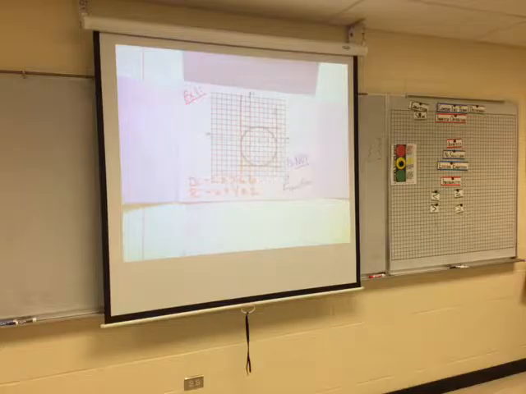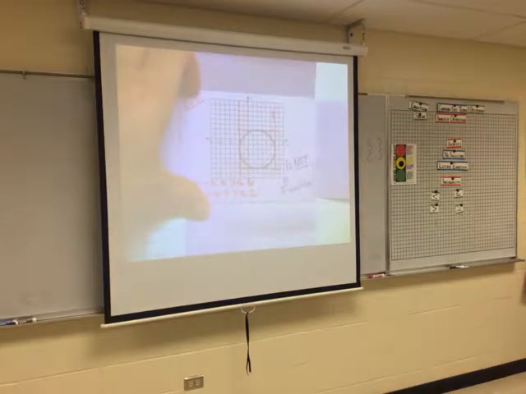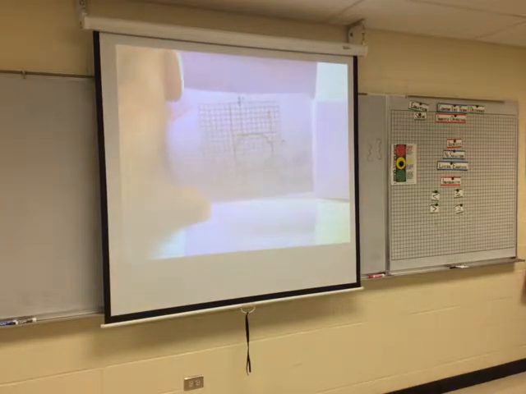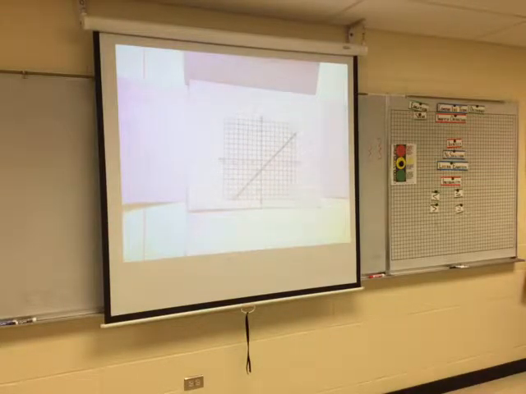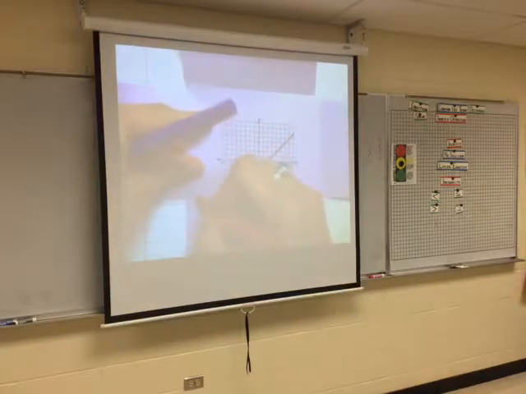Alright. So example 2. Set that aside for now. We're going to glue this down in just a moment. Find the line. Let's make that example 2.